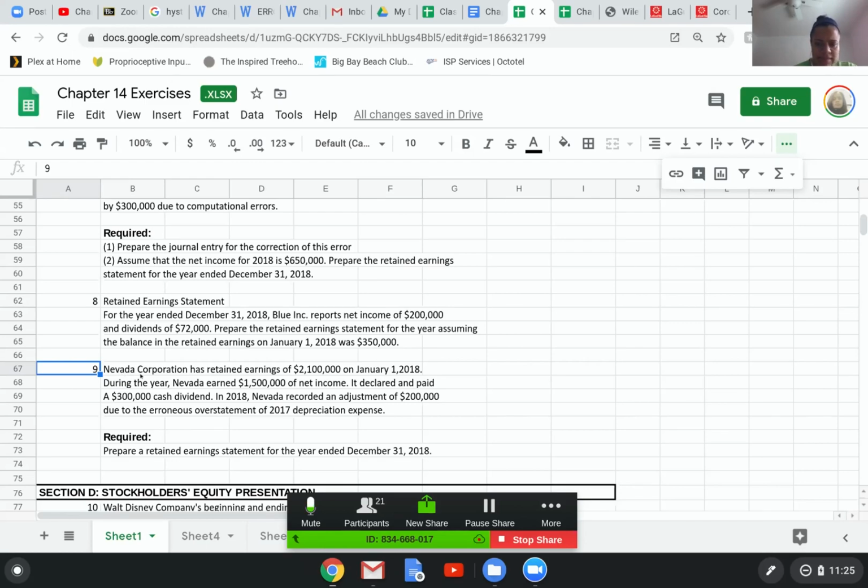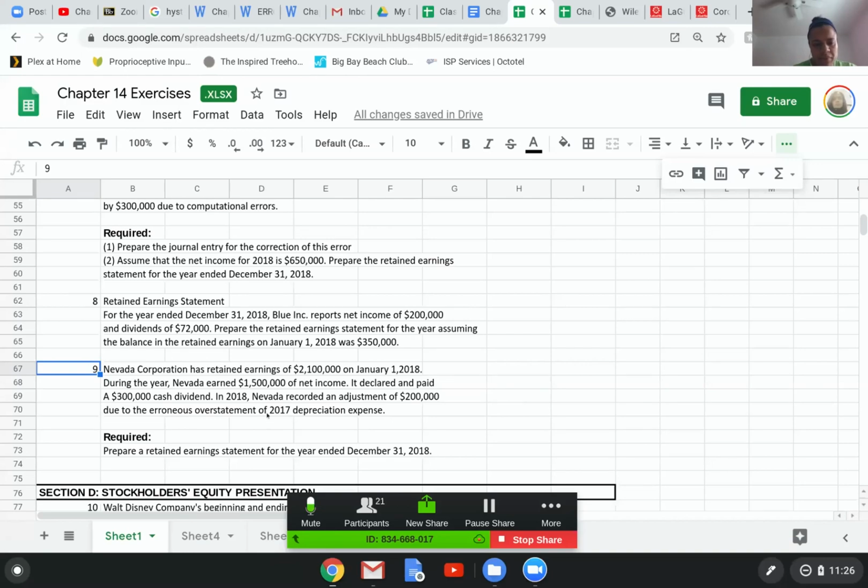Number 9 says that Nevada Corporation has retained earnings of 2.1 million on January the 1st, 2018. Since they're asking you for the retained earnings balance at December 31, 2018, this is the beginning balance on retained earnings. During the year, Nevada earned 1.5 million of net income. It declared and paid a $300,000 cash dividend. And in 2018, Nevada recorded an adjustment of 200,000 due to an error because they overstated depreciation expense in 2017.